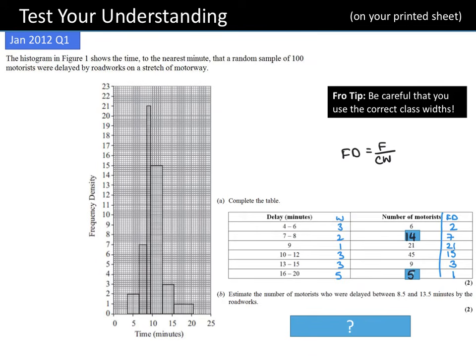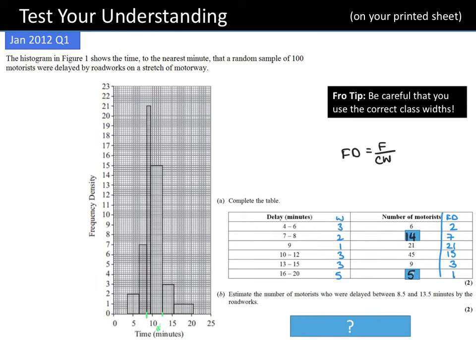Now, 8.5 is here, and 13.5 is here. No, this is 13.5. No, it's not. What is this? 12.5.